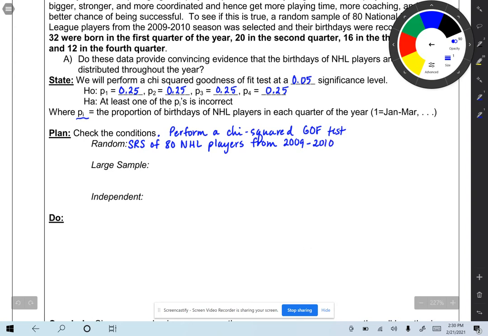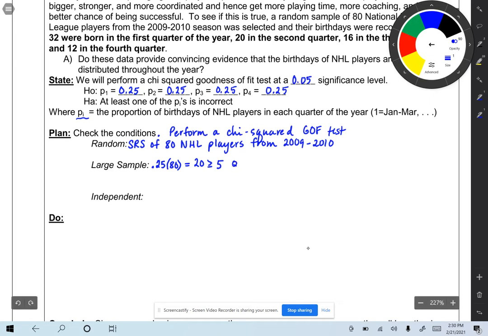Okay. For the large sample, we want to take your P1s, P2s, P3s, and multiply them by our sample size to see what our expected value would be. So we expect 1/4, so 0.25 of 80. That's what we expect, and that is 20. And remember, it has to be greater than or equal to 5. And even though all the values are 0.25, you still have to show it for each one.